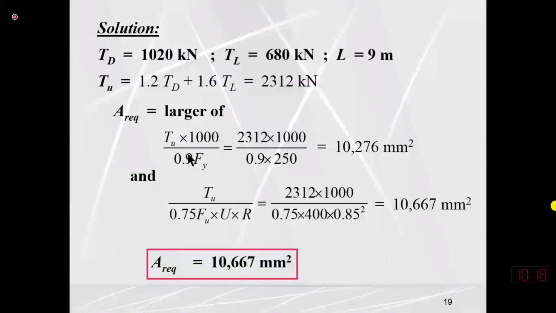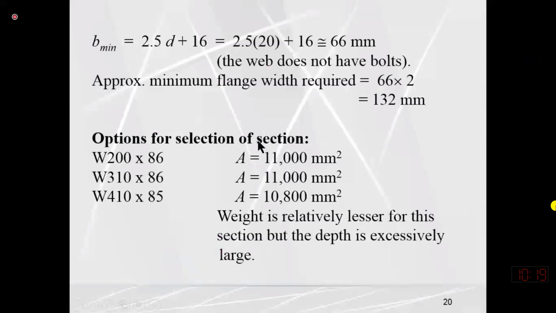Okay, it means that we have two areas, one from the yielding criteria and one from the rupture criteria. So the area required will be the larger of these two values, and the larger area is this one. It means I need to select a W section which has area more than or equal to this value, to avoid yielding failure and rupture failure due to the applied factored tensile load.